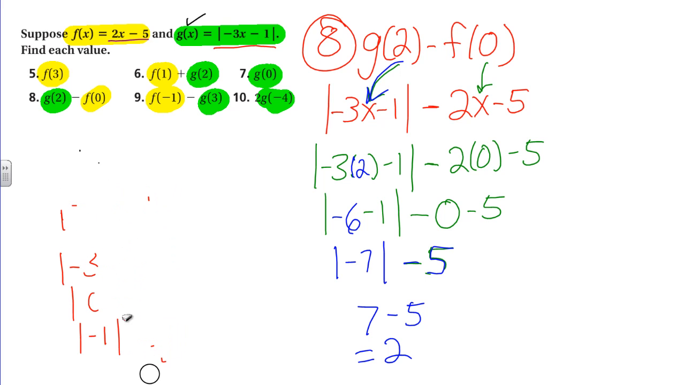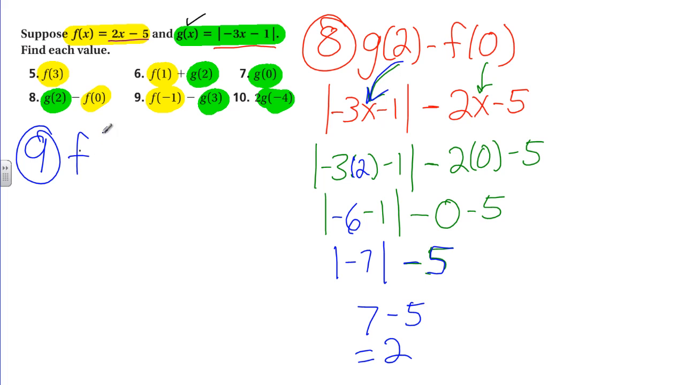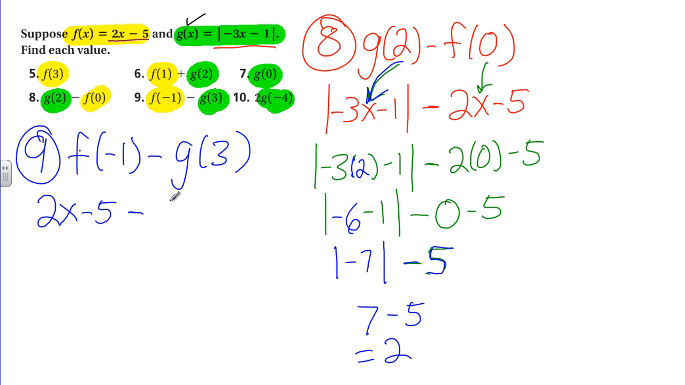So then let's do number 9. So we have f of negative 1 minus g of 3. So we need to use the f and the g function. So the f function is 2x minus 5. And the g function is g of 3 equals negative 3x minus 1. Okay, so we need to take this negative 1 and put it in for the x, and take this 3 and put it in for the x.